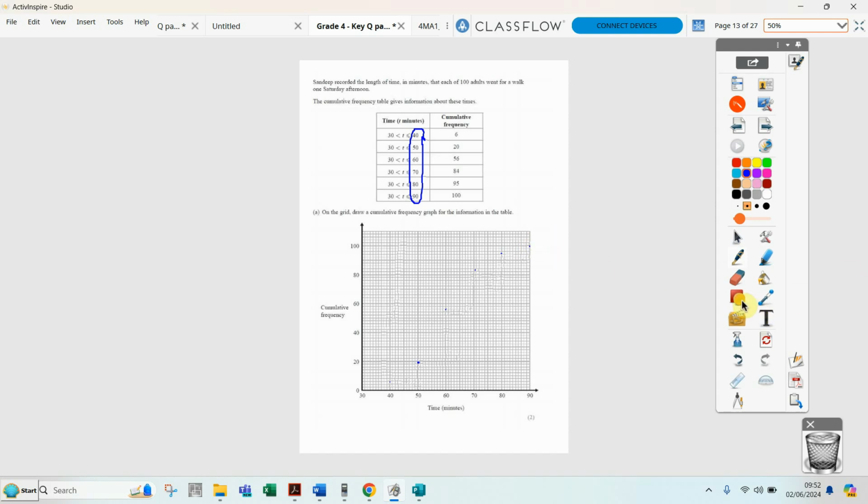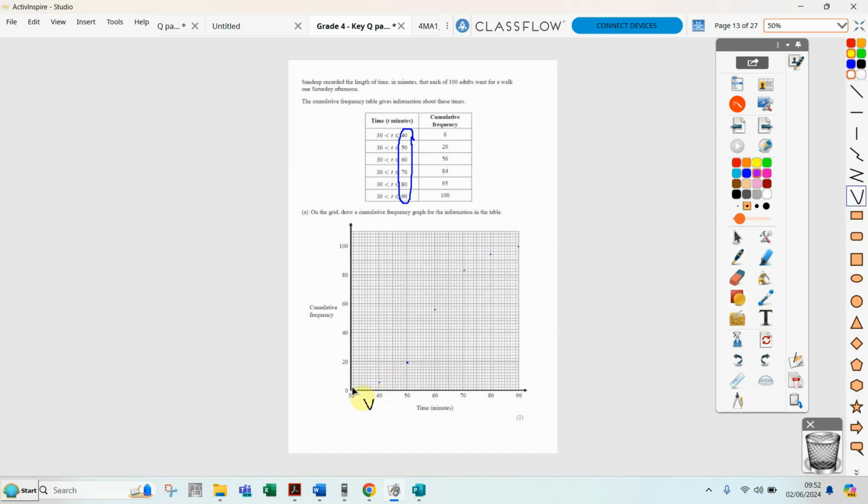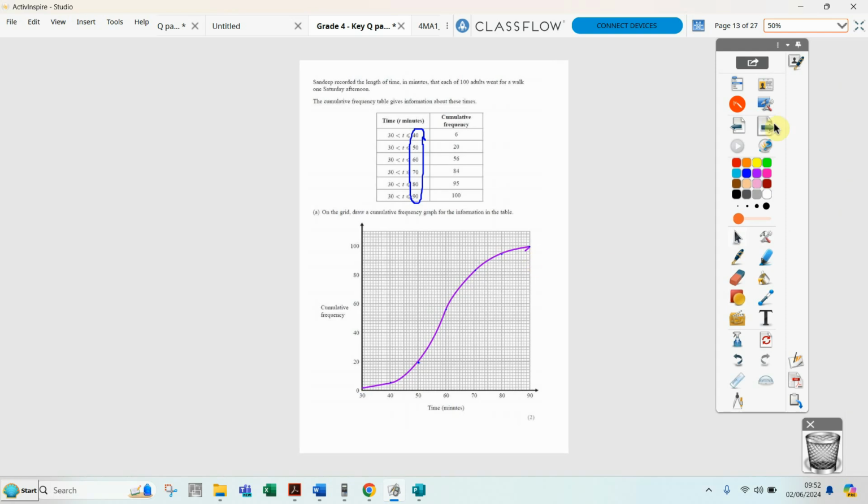Okay, and then once you've done that, you draw the curve through them. You can start at 0 if you want. It should look like a lovely S-shaped curve like this. Okay, and there you go.